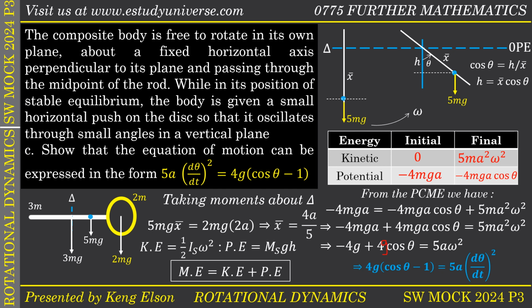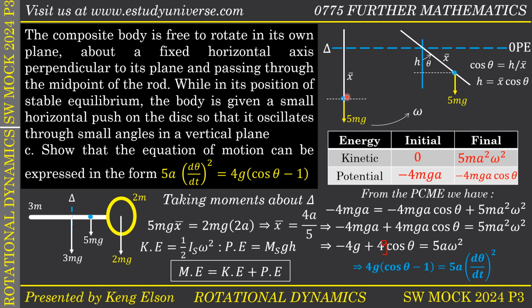So doing that, we basically have the proof, since omega squared is dθ/dt all squared, because omega is dθ/dt. So we have proven that the equation of motion of the body in question is actually 4g into cos theta minus 1 equal to 5a dθ/dt all squared.